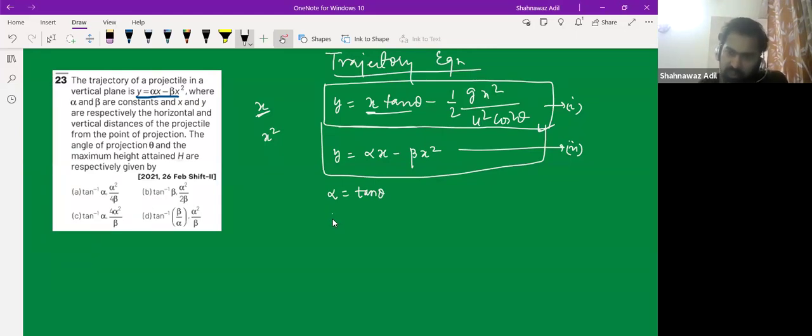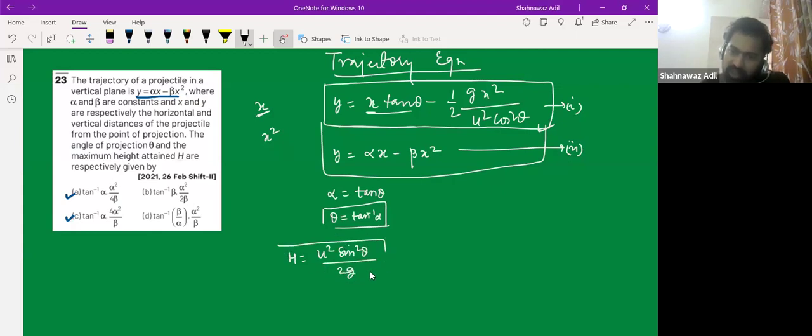Yes, sir. So theta would be tan inverse alpha, and let's check the options. This option has tan inverse alpha, and we have two options, this one and this one, which means we also have to find the maximum height h. So to find h, we know that h is u square sine square theta by 2g.